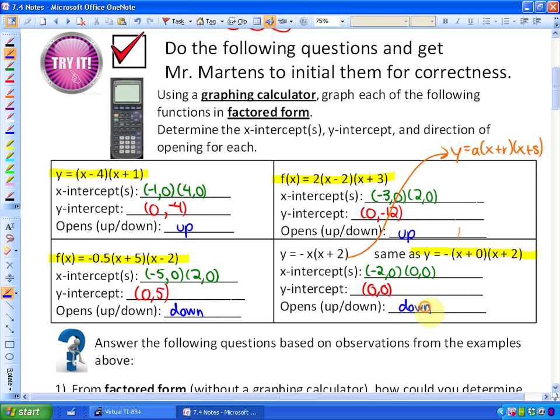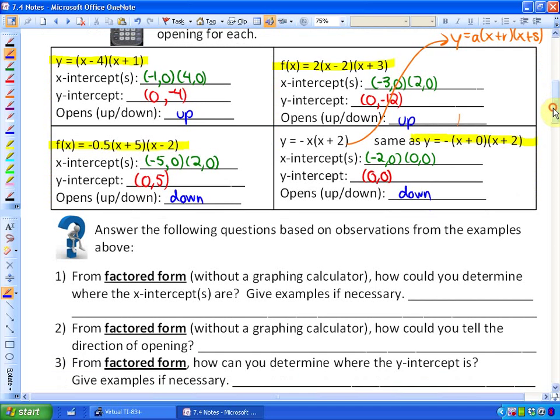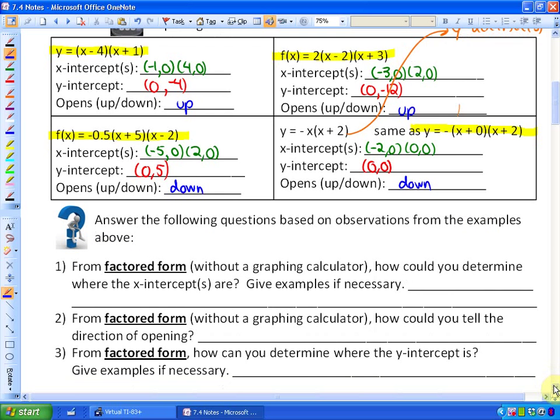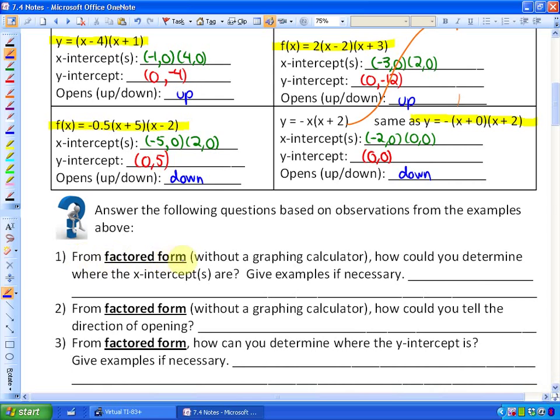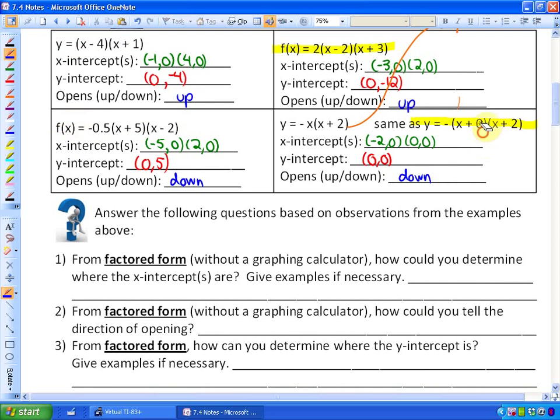So we're going to notice some characteristics, and I'm going to let you work on some of these yourself. But it says, answer the following questions based on the observations from the examples above. So, from factored form without a graphing calculator, how could you determine where the x-intercepts are? Give examples if necessary. So what you might notice, and let me highlight them here for you, is that the x-intercepts are always the opposite of r and s. So, in other words, if r is negative 4, we'll have an x-intercept of positive 4. If r is positive 1, we'll have an x-intercept of negative 1.